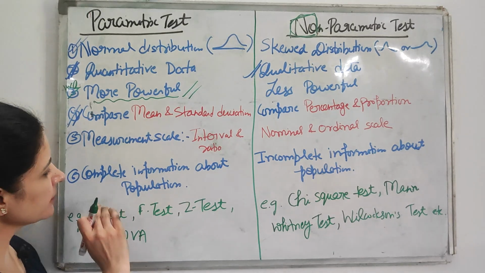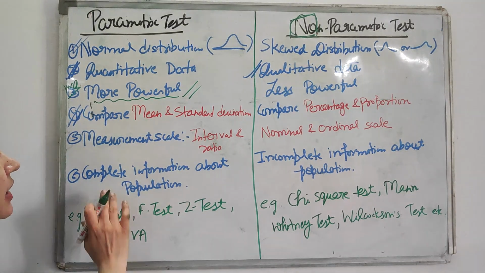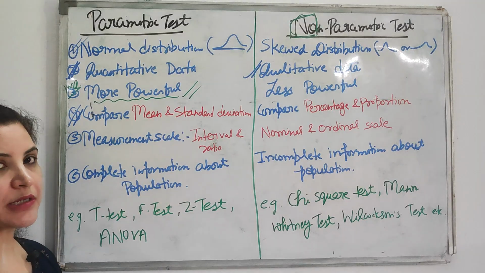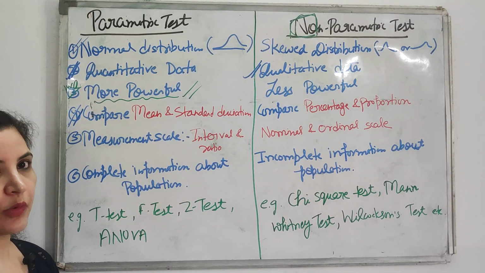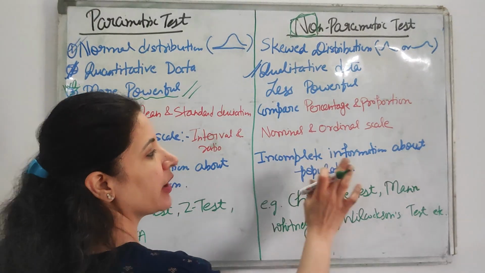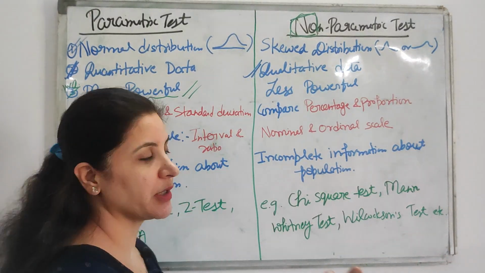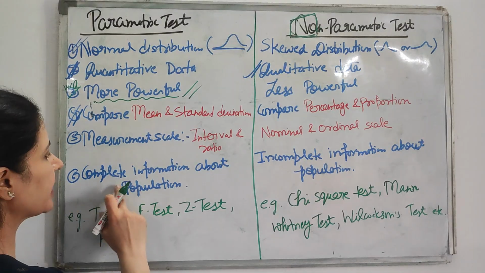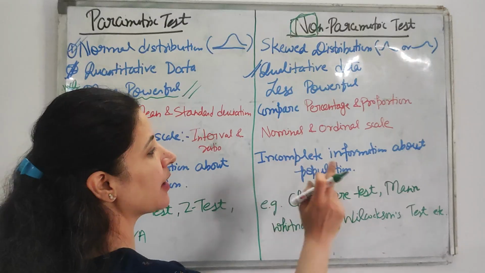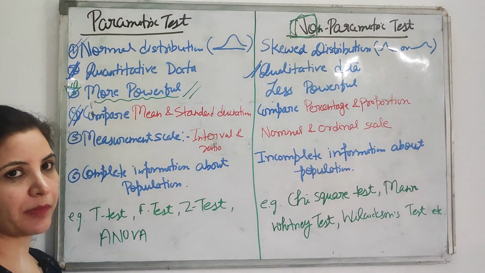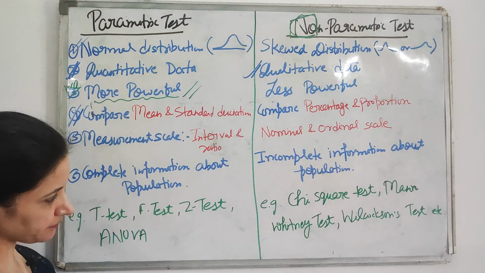Clear? Now, next difference is that while you use parametric test, you will get the complete information about the population, while in non-parametric you cannot get the complete information. So in parametric test, you get complete information about the population, while in non-parametric, incomplete information about the population. All right.